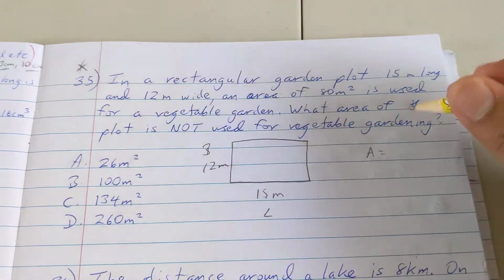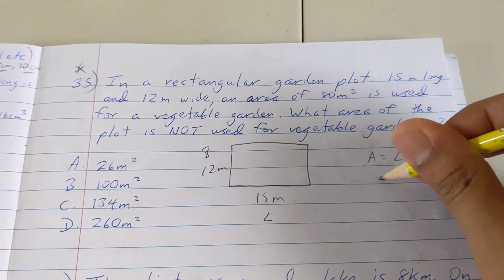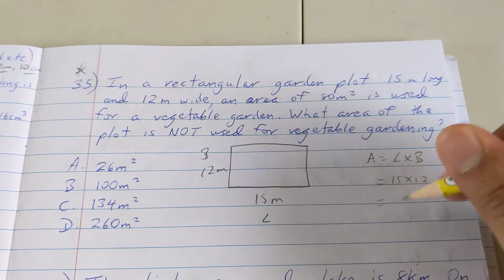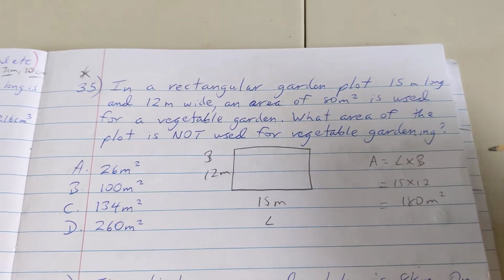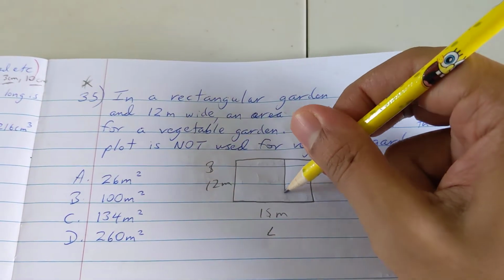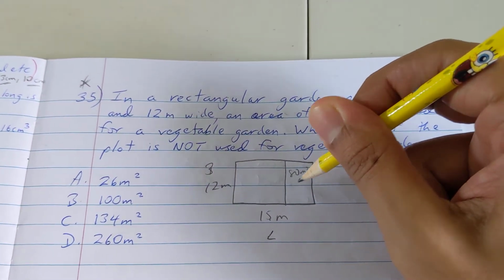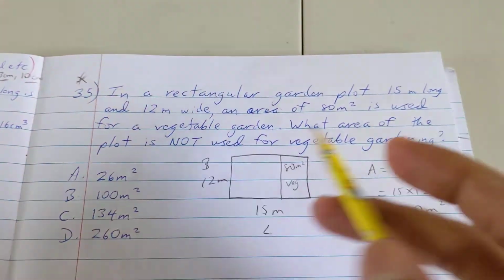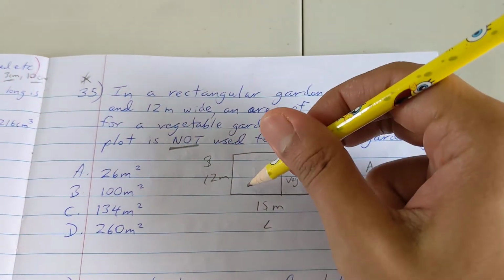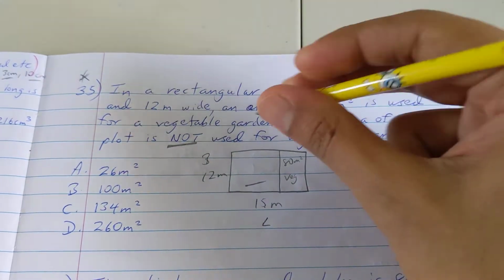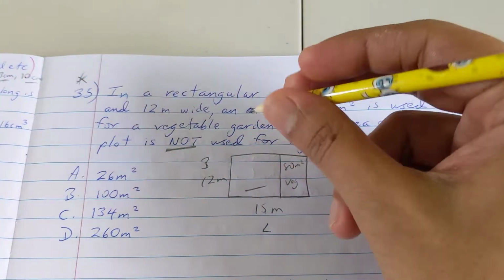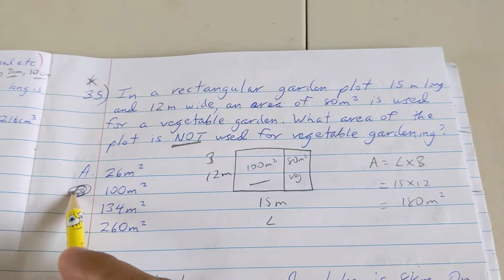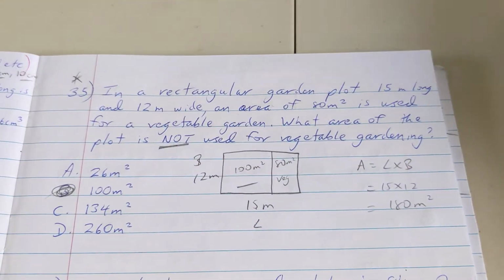So the area of the entire plot, length by breadth, that's one of the basic formulas they're not going to give you. So 15 by 12, and when you work that out, 180 square meters is the entire plot, and they're saying out of this entire plot I'm going to use 80 square meters for vegetables. So that means what's not being used for vegetables is this part here. 180 take away the 80, because the entire area has to add up to 180, so 100 square meters will be used for something other than vegetable gardening.